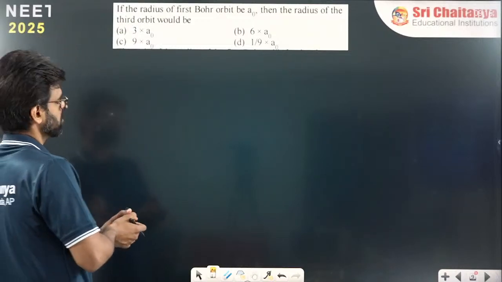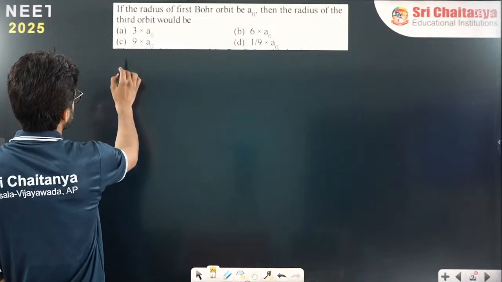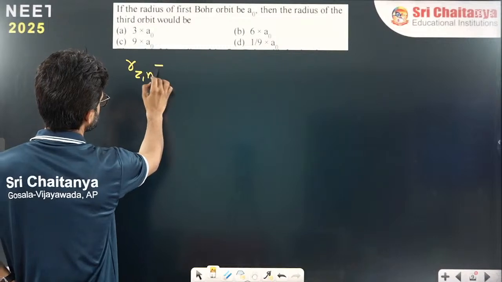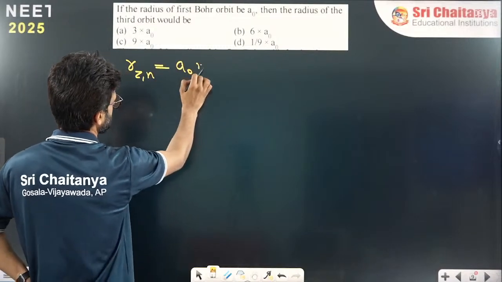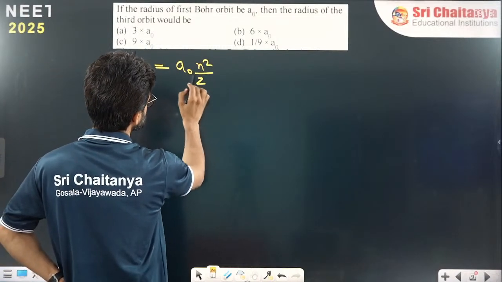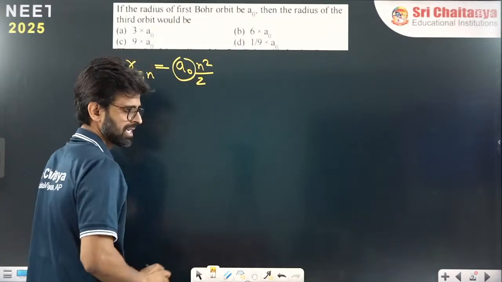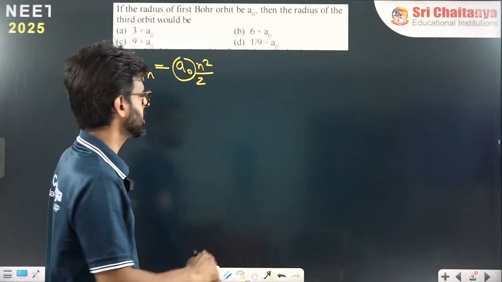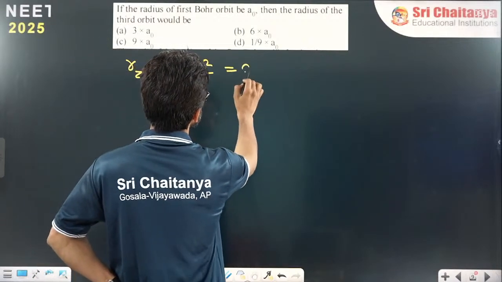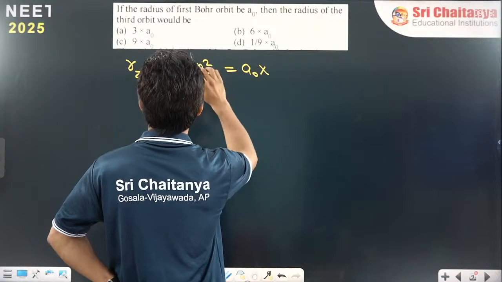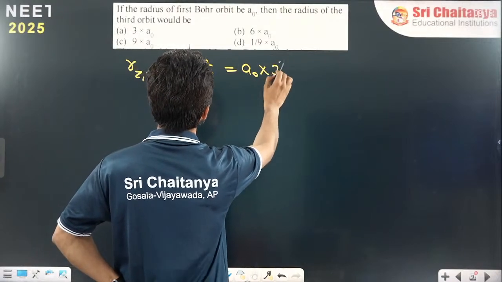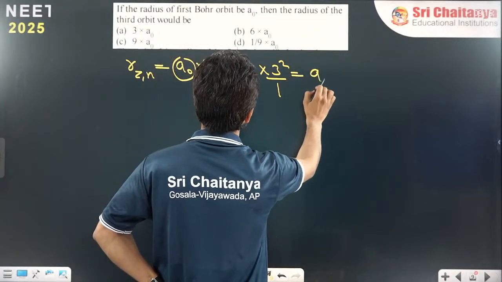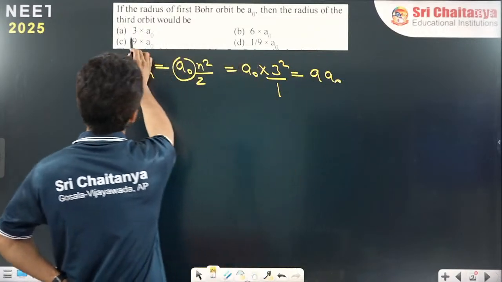Okay, fine. In the Bohr model, we have seen the formula for radius. It is a naught n square by Z. This a naught you can say is the first orbit radius, that is 52.9 picometer. So this is a naught, I am taking here n square. N square means they are saying third orbit, so 3 square, and hydrogen atom definitely Z is 1. So what's coming from here? It's 9 a naught, right? Easy to find.